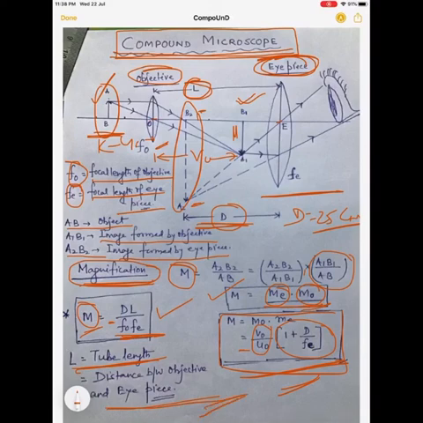So this compound microscope is very common in a biology lab, where you can see this compound microscope and you can handle it if you are a student of biology. So that's all for this topic, compound microscope.